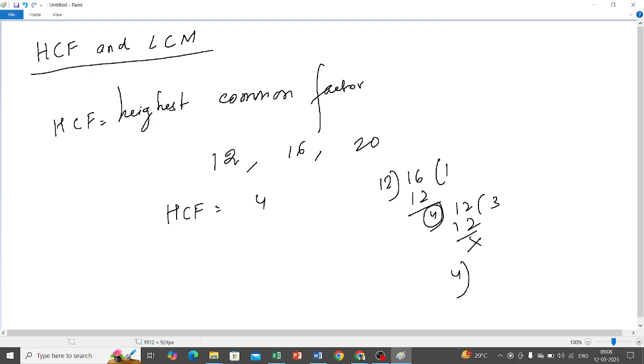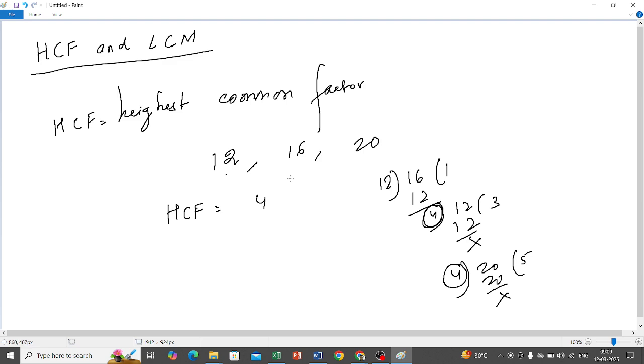Now divide 20 by 4, 4 5s are 20. So that means 4 is the number that divides all three of them. Now just think, no other number greater than 4 can divide these three numbers perfectly, all three of them.